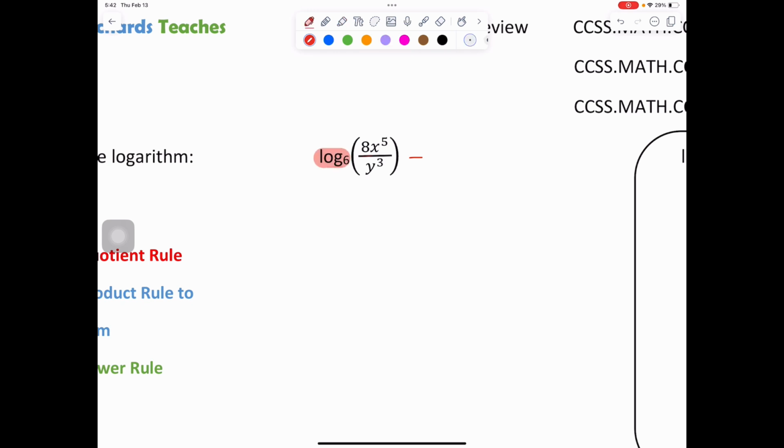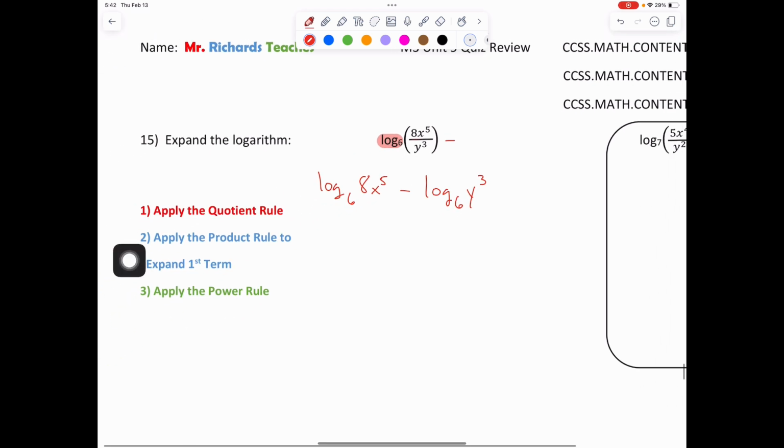So let's go ahead and highlight that for us. And then we will do the log base 6 of 8 times x to the 5th, minus log base 6 of y cubed. Step 1, done. Step 2, apply the product rule to expand the first term.